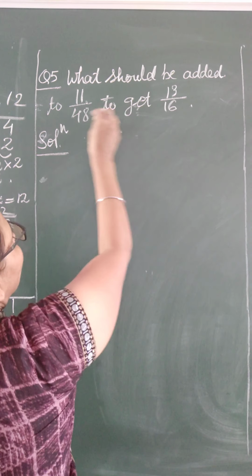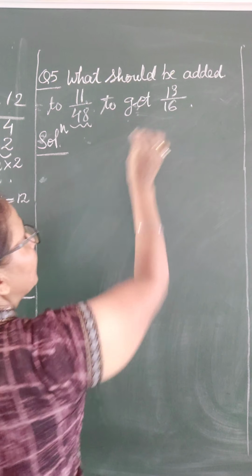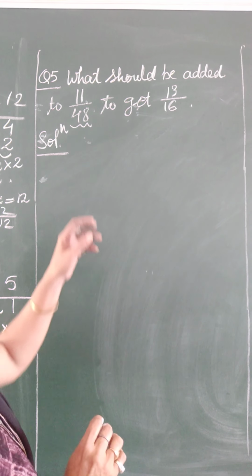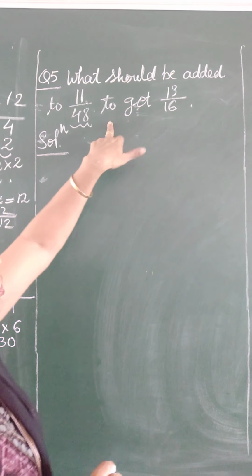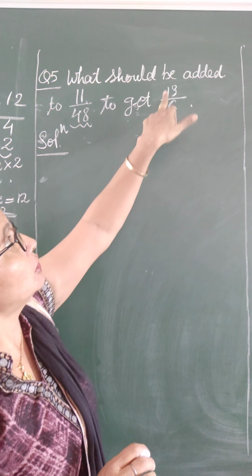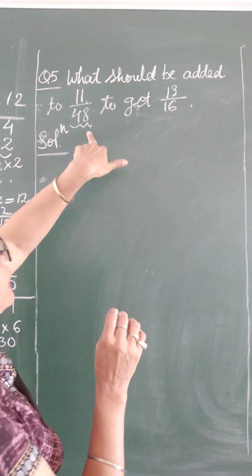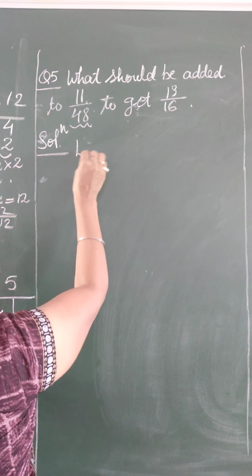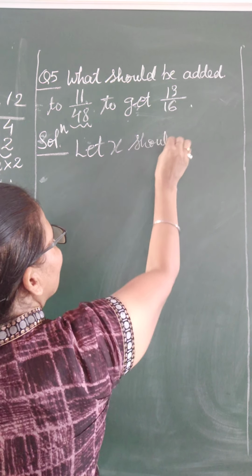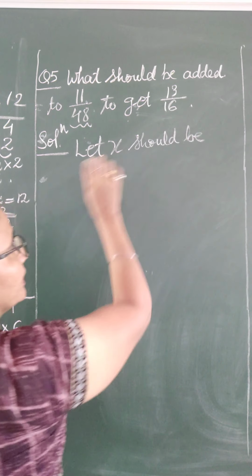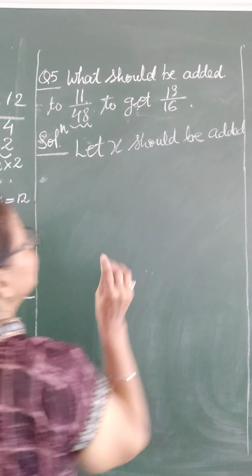What should be added to 11 by 48 to get 13 by 16? Means what fraction you will add in 11 by 48 so that you are getting 13 by 16. So we don't know what should be added. So let us consider, let x should be added. In place of x you can take any letter. So let x should be added.